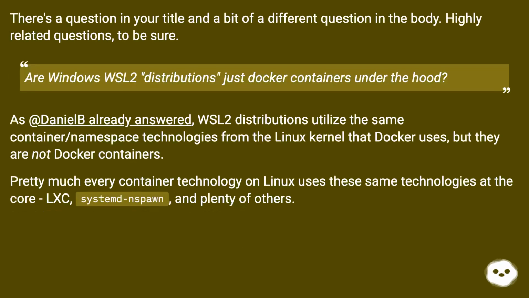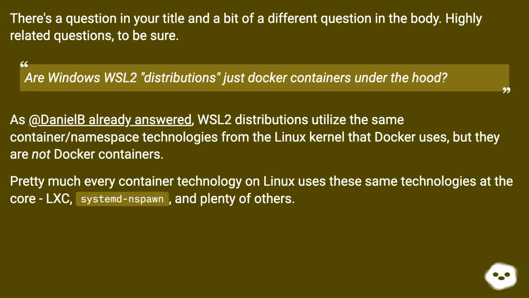There's a question in your title and a bit of a different question in the body. Highly related questions, to be sure. Are Windows WSL2 distributions just Docker containers under the hood? As Danielle already answered, WSL2 distributions utilize the same container/namespace technologies from the Linux kernel that Docker uses, but they are not Docker containers.